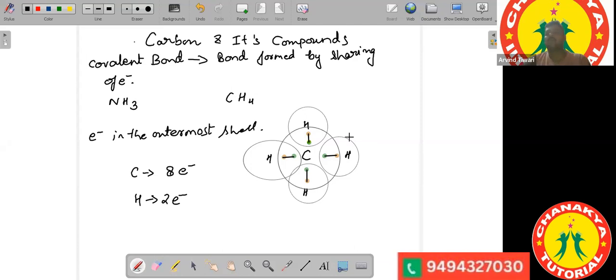So this is what we have drawn as the electron dot structure. In a similar way, we can represent this with the help of bonds, and then it will be called a bond structure. For example, I can write the same thing like this: carbon is bonded to hydrogen, here a bond with hydrogen, here a bond with hydrogen. Each bond is formed by two electrons. So a bond means two electrons, one from carbon and one from hydrogen.